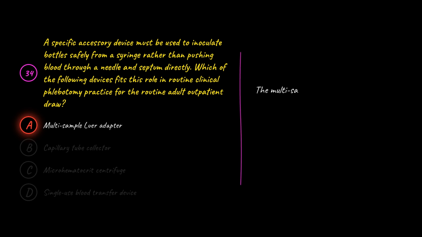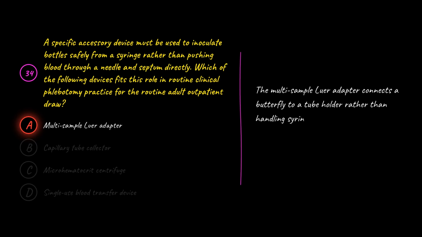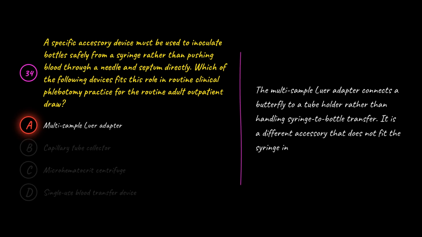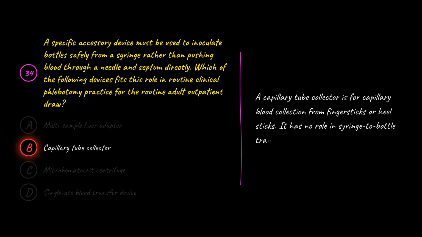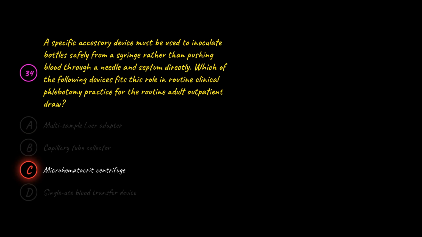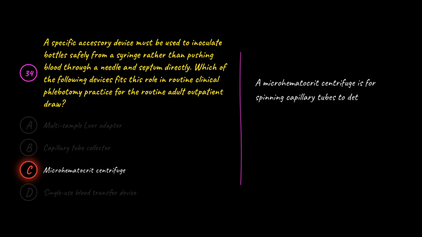A is wrong because the multi-sample luer adapter connects a butterfly to a tube holder rather than handling syringe to bottle transfer. It is a different accessory that does not fit the syringe inoculation scenario. B is wrong because a capillary tube collector is for capillary blood collection from finger sticks or heel sticks. It has no role in syringe to bottle transfer of venous specimens for cultures. C is wrong because a microhematocrit centrifuge is for spinning capillary tubes to determine hematocrit. It is unrelated to syringe to bottle transfer for blood cultures and serves a hematology function only.